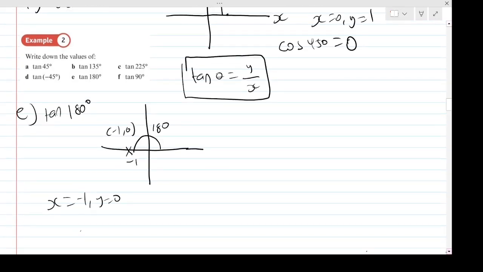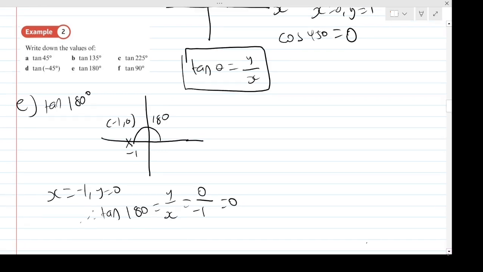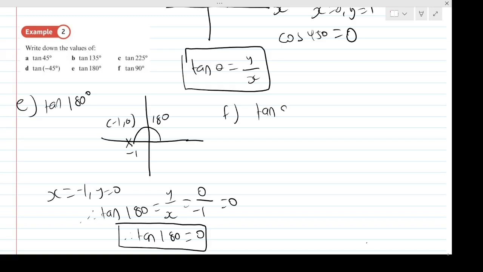So, that means then that if tan of the angle is y over x, we can therefore say that tan of the angle 180 is y over x, which is 0 over x, which is minus 1, and that just goes to 0. So therefore then we can say that tan of 180 gets me 0. Okay. Cool, and then part F, the last part, we need tan of 90.